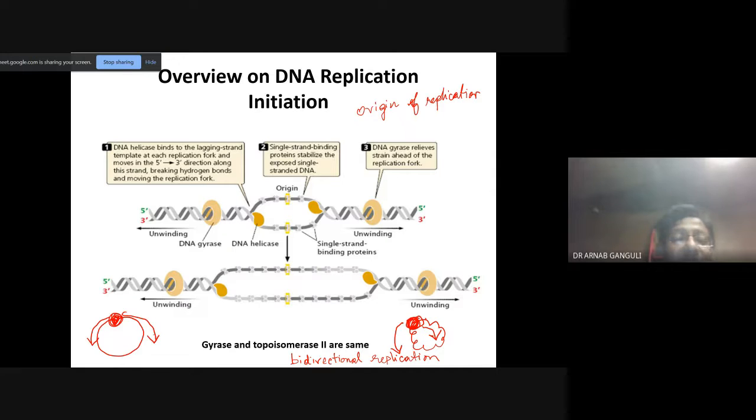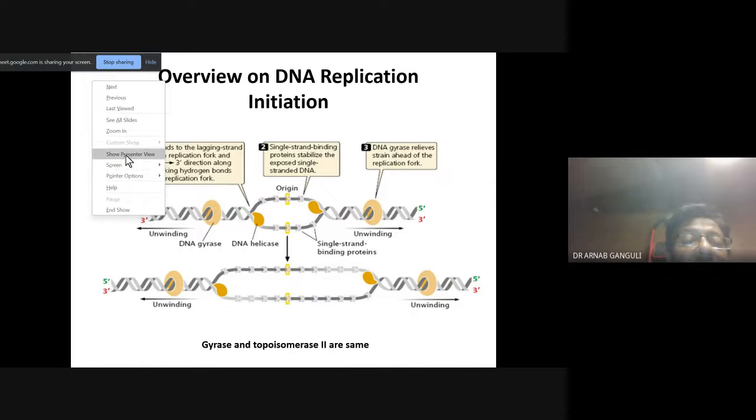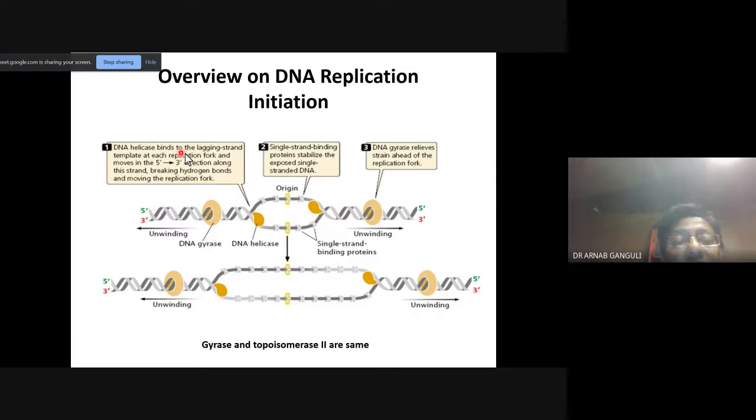So therefore, if this is a double strand, the four strands will form. This double helix is first unwound. So the first step is that DNA helicase binds to the lagging strand.